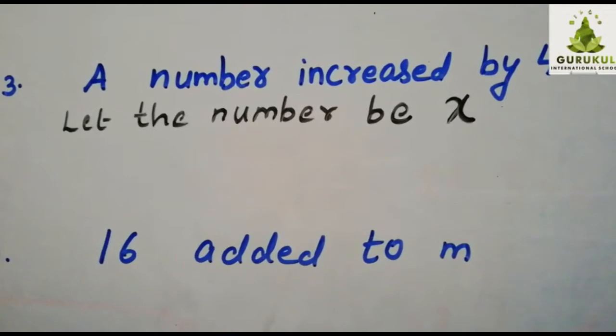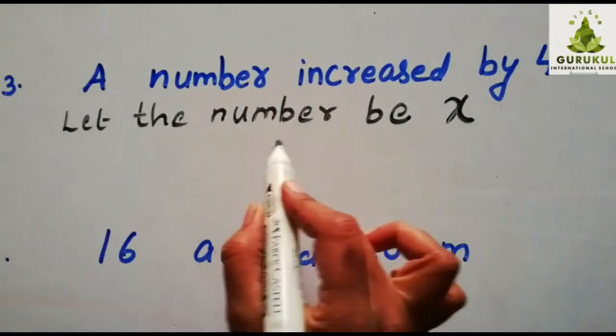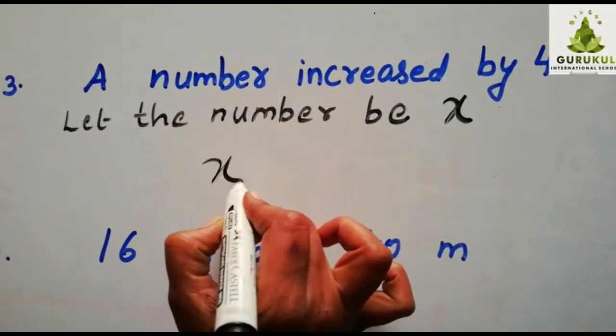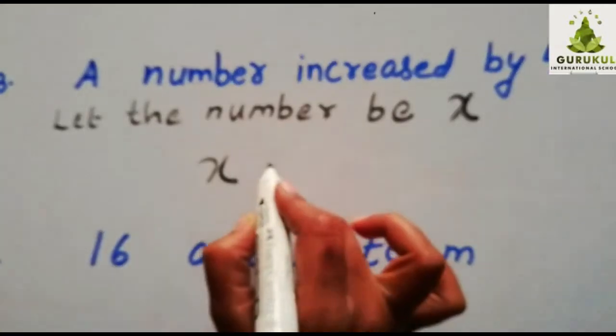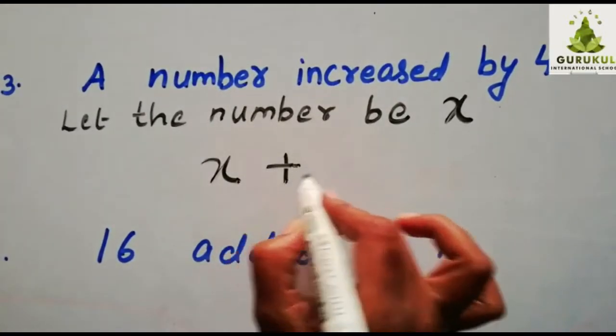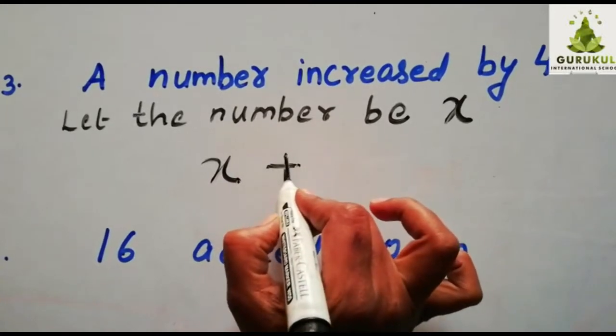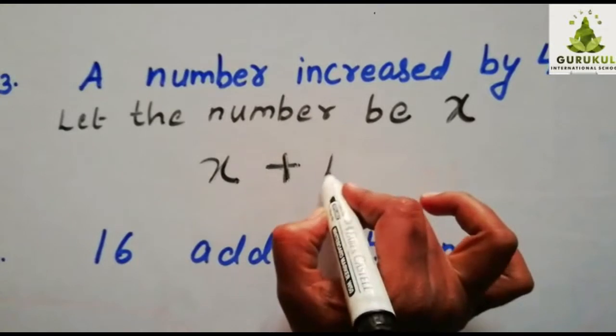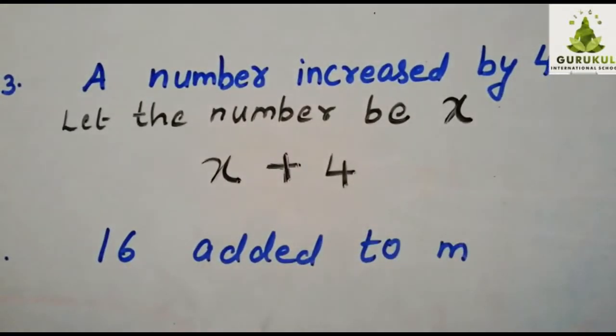Now the third one. A number increased by 4. A number is increased by 4. Let the number be x. I don't know this number, a number. So that number is increased by. Increased means it is taken more, plus. Increased by means plus sign. In the keywords I have given this. Increased by how much? It is increased by 4. So this is the expression for the statement.